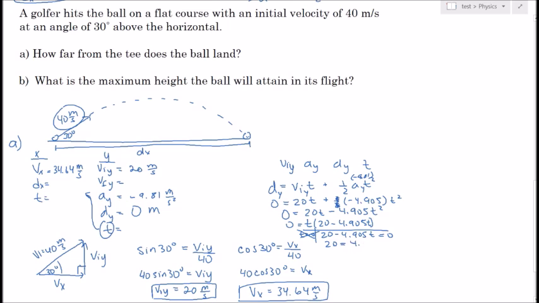I'm going to move the 4.905t to the other side and divide by 4.905. And we're going to get a time of 4.077 seconds.